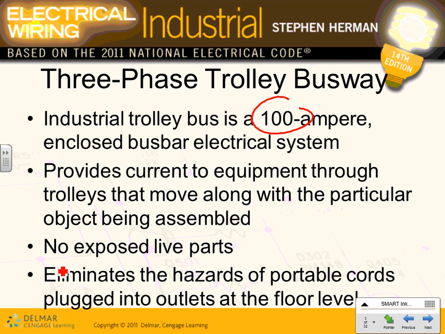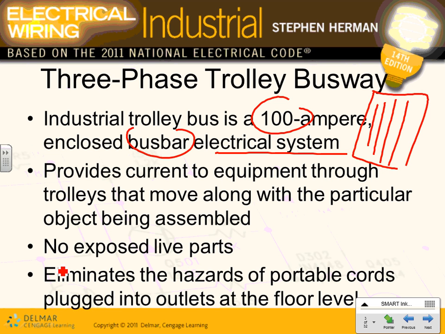Industrial trolleys, 100 amp enclosed bus bars. Enclosed bus bars electrical system. Are you guys okay? Yeah. So enclosed bus bars, what they do is they have phase A, phase B, phase C, and a neutral panel, exactly like a feeder busway or a plug-in busway. The only difference is you can move the loads along a predetermined track.